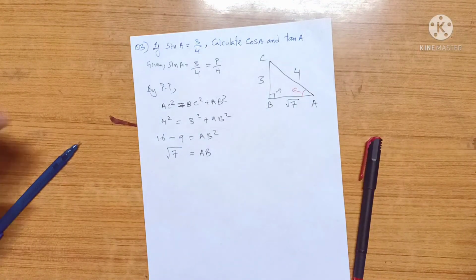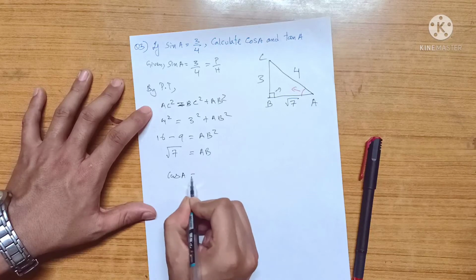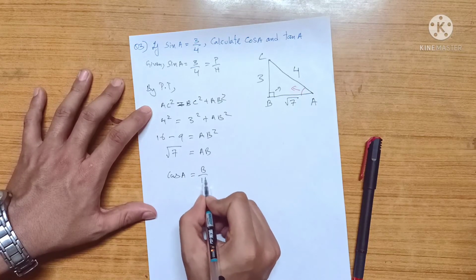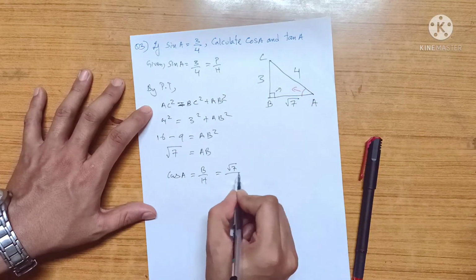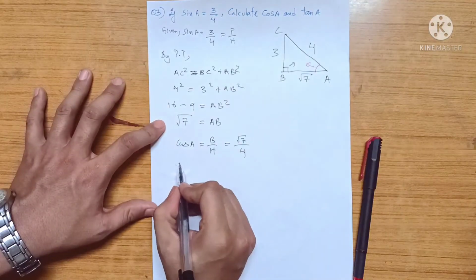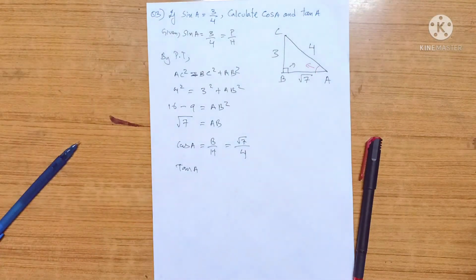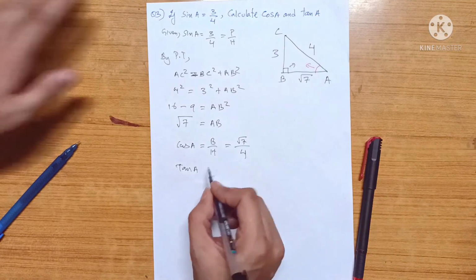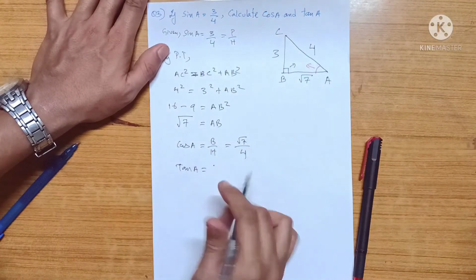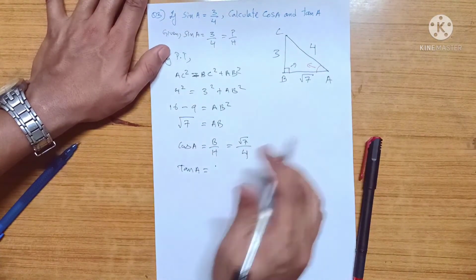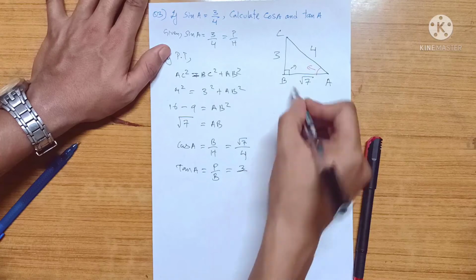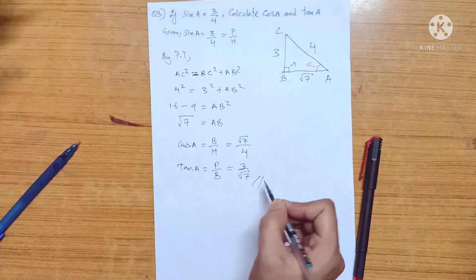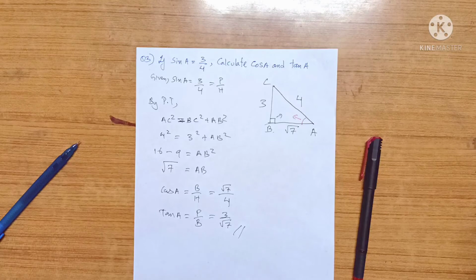We're asked to find cos A and tan A. So cos A equal to base by hypotenuse. Since it's A, nothing has changed. So base is root 7, hypotenuse is 4. And then tan A is perpendicular by base. Perpendicular in this case is 3, base is root 7. So that's it. That's number 3.